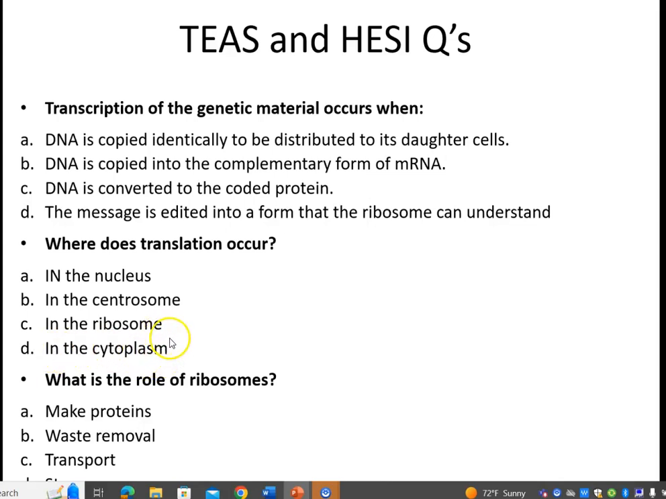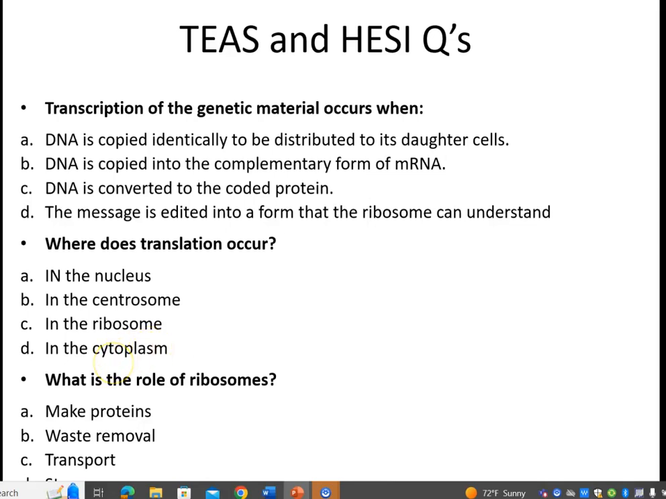So I would go with D on this one. It occurs in the cytoplasm. It occurs on the ribosome. But this, I don't think, is the best question, as you could get these two confused, so I won't ask an ambiguous question like this on the test.